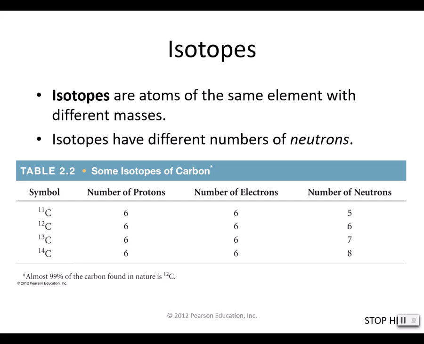Okay? So this is where we're going to stop for this video. In the next videos, we're going to talk about how to use the definitions of atomic mass and atomic number along with isotopes to determine numbers of protons, neutrons, and electrons for a species. And then we'll talk about how to calculate the average atomic mass for a particular isotope.